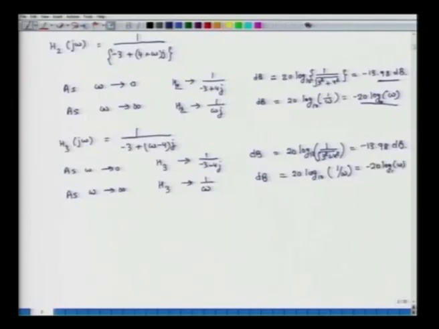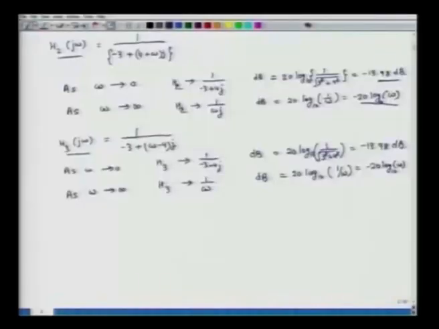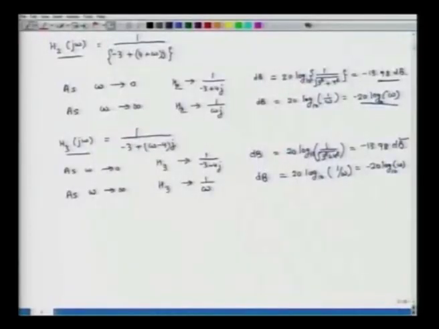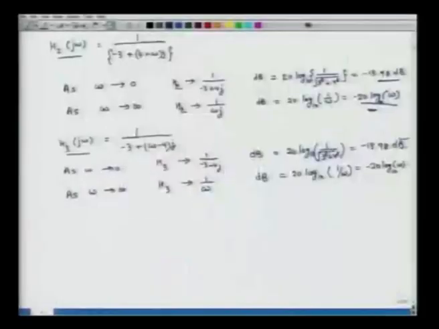So, essentially what we are seeing here is that the magnitude parts for H2 and H3 are the same. The low frequency asymptote for the magnitude of H2 is minus 13.98 decibels, a constant line, and the same thing for H3. The high frequency asymptote for H2 is a negatively sloped line with a slope of minus 20 decibels per decade, and it is the same thing for H3.